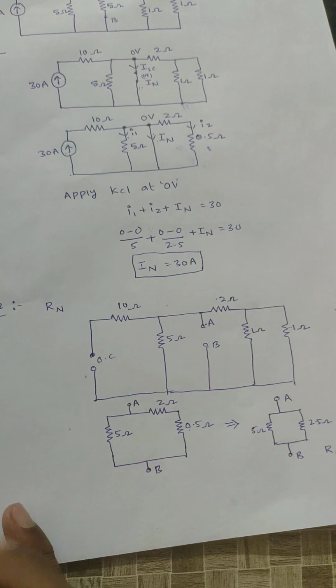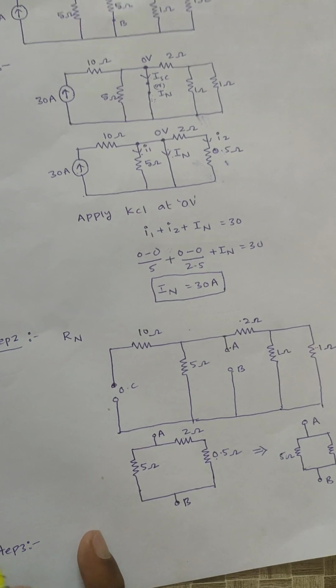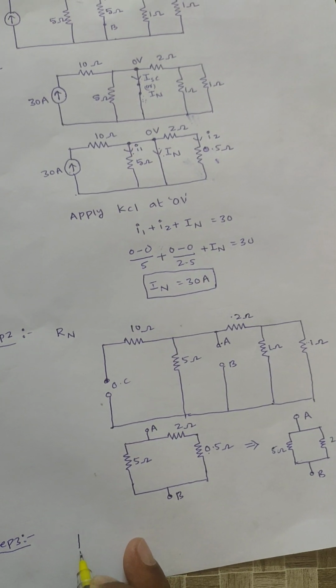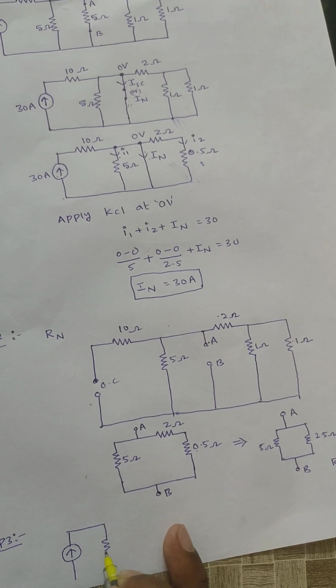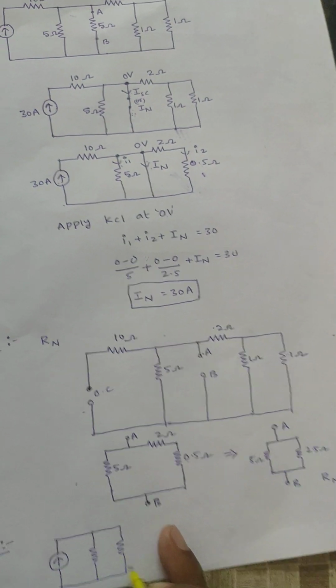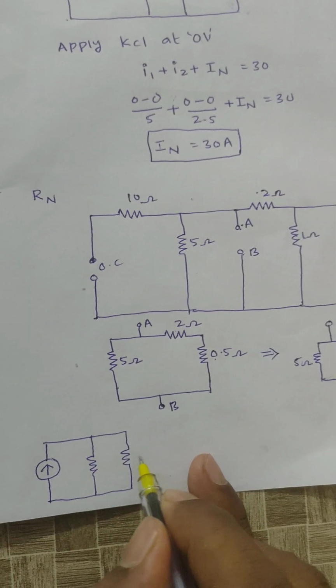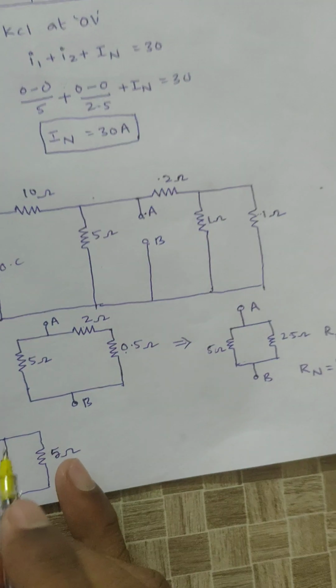Okay, next, step 3. Draw the Norton's equivalent circuit, that is IN from step 1, right? Rn from step 2. Okay, remove the resistance from step 1, that is RL. Here RL is equal to, what is the value? 5 ohm, right? Okay, that is represented here, 5 ohm. Rn value will be 5 by 3 ohms.